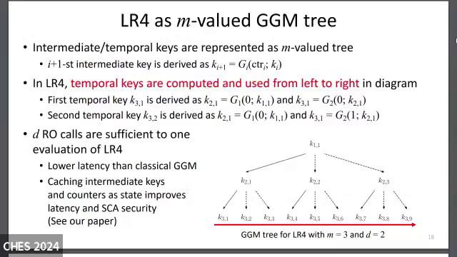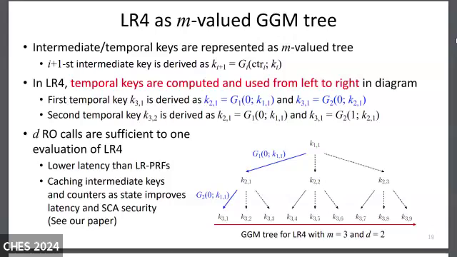Here, the i+1th intermediate key is derived using the ith random oracle, counter, and intermediate key. So in LR4, I assume the temporal keys are computed and used from left to right in the diagram. The first temporal key, K31, is derived from K11, sorry. The second temporal key is then derived from K21, by incrementing the counter of the nonce.